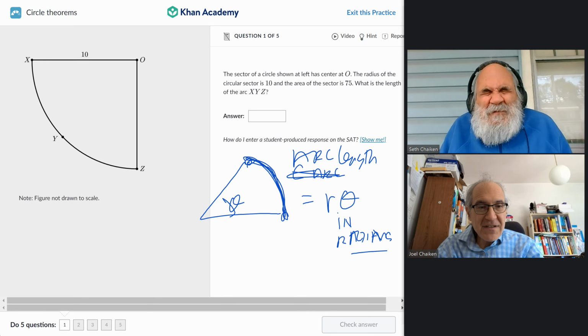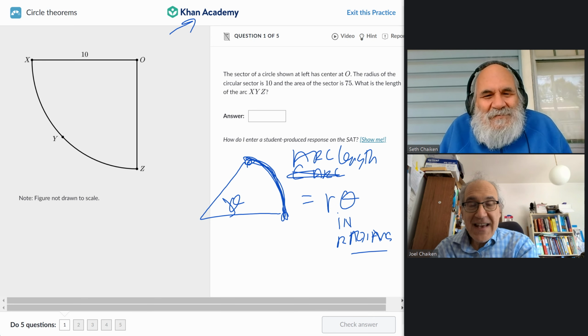So we're definitely going to want to look at the answer to see whether the SAT will require you to know this. This will be based on the answer that Khan gives. If Khan uses this theorem, let's see what they said, then you have to do it.